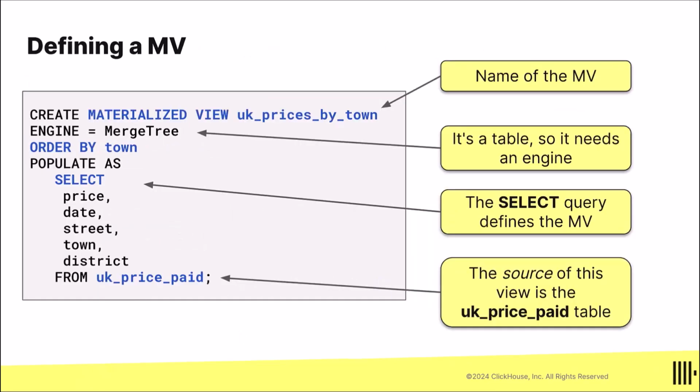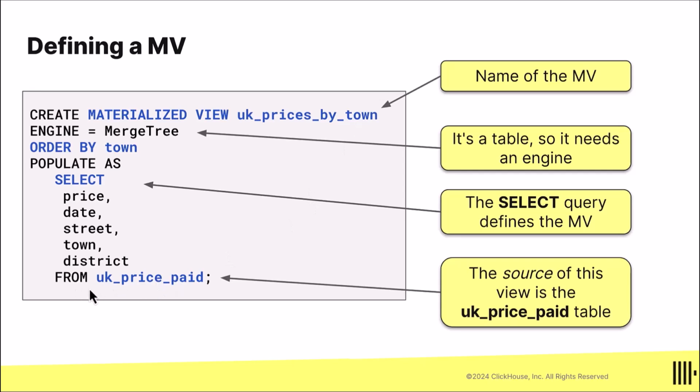I'm going to define a materialized view. You can see it's just like defining a view, except you add the word materialized. Well, that materialized view has to go into a table. There is a separate table that goes with the materialized view. And by the way, those are 2 separate components. The materialized view, which I called UK prices by town, is the name of the materialized view, which is the insert trigger. And which table is being triggered from inserts? It's UK price paid. You can see that down here.